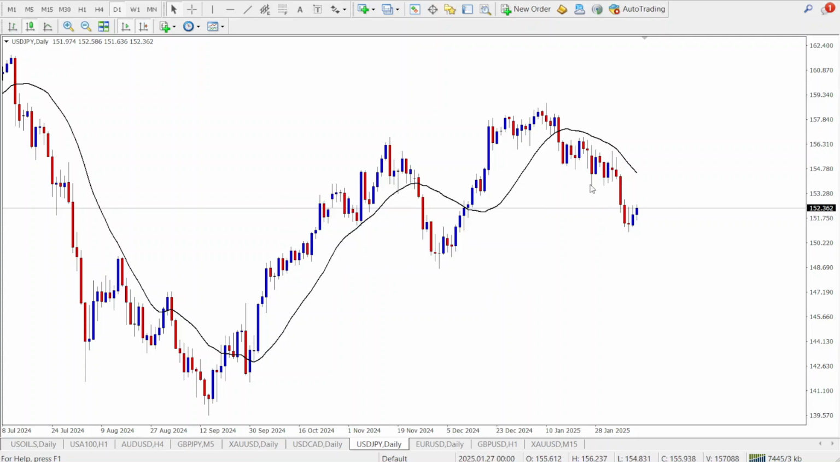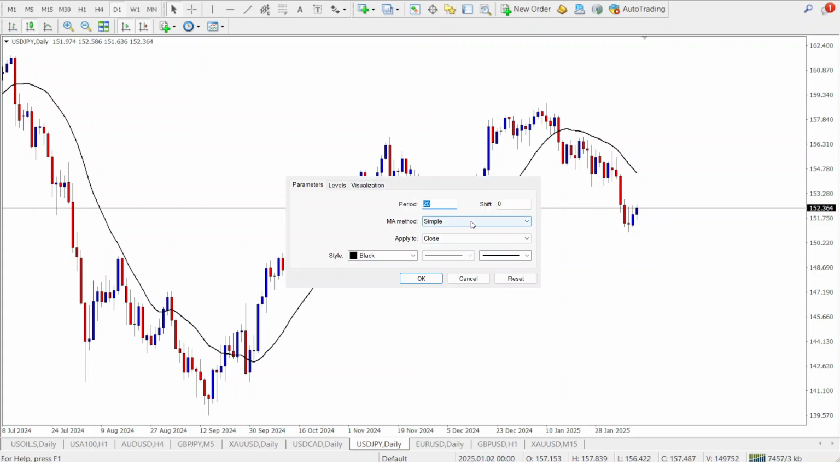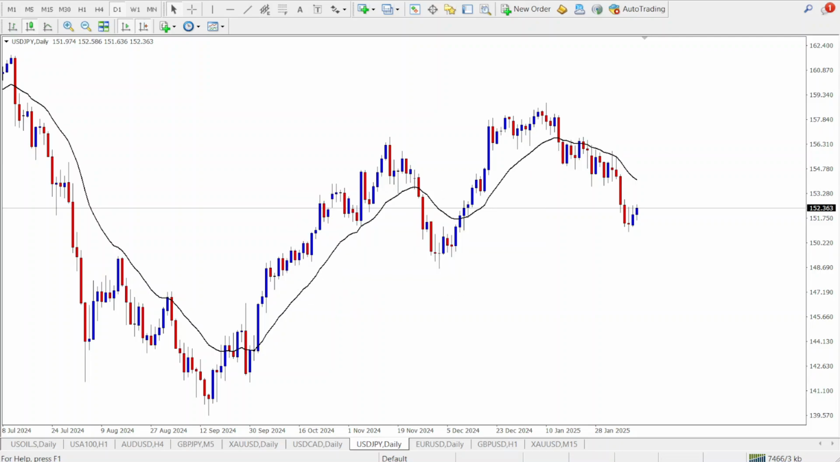Okay, now the SMA gives equal weights to all data points, and it works best in stable market conditions. Now, the second most popular type of moving average is the exponential moving average. The EMA gives more weight to recent price data. It reacts faster to price changes, making it more suitable for short-term trading. Okay? Now, if you are looking for a long-term trend indicator, the SMA is actually a great choice. But if you need something more responsive for short-term trading, then the EMA is your best bet.